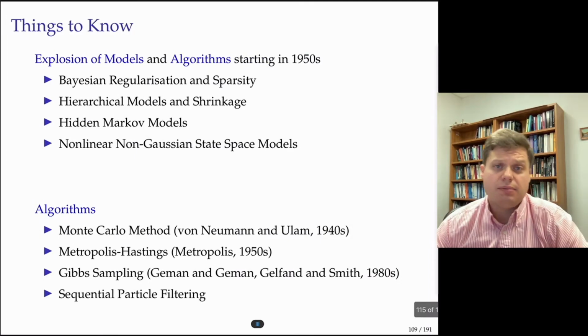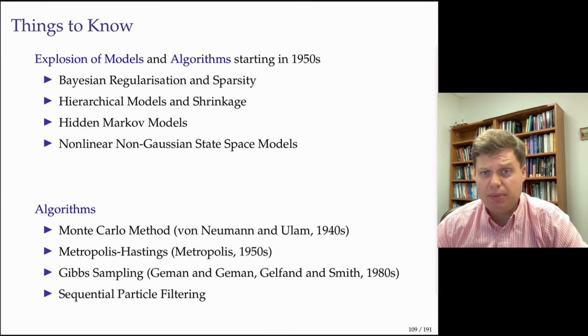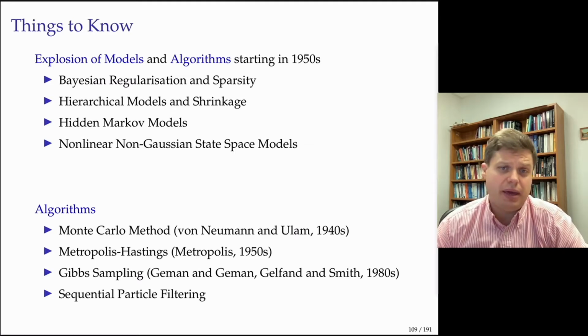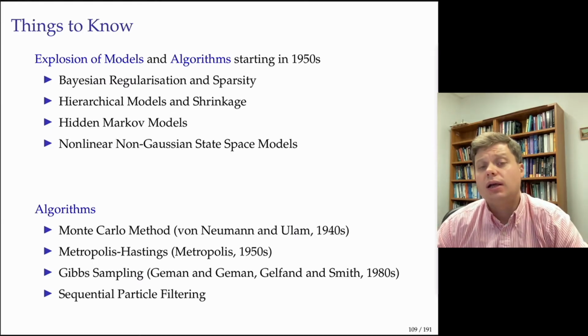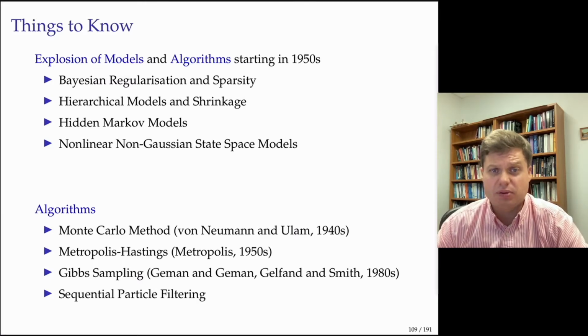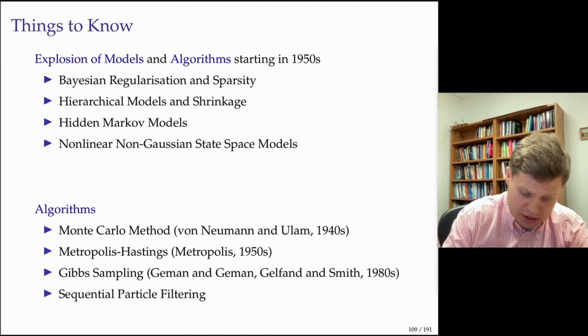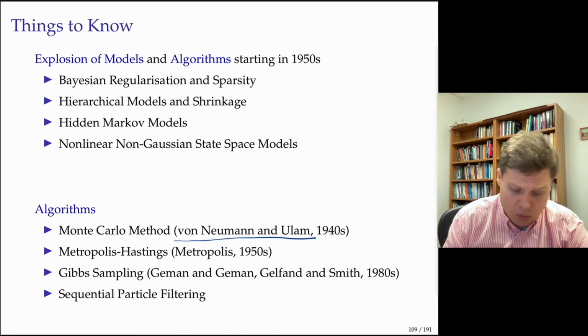All right, so we know that Bayes did it many years ago, and Laplace, but the true explosion of Bayesian learning started really in the 50s when we started having computers that allow us to do Monte Carlo simulations, so we can generate random samples from distributions. And the first people to do this were von Neumann and Ulam.